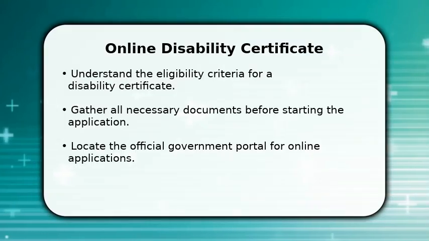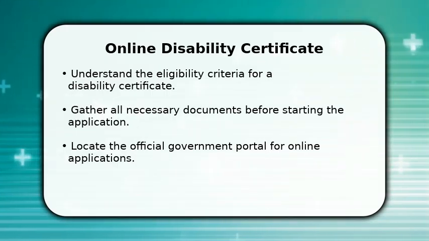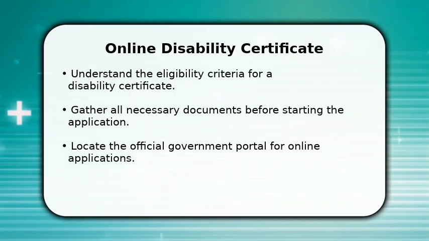In this video, I will explain how to apply for a disability certificate online. First, ensure you meet the eligibility requirements for the certificate. Next, collect all the necessary documents, such as medical reports and identification, before you begin. Finally, navigate to the official government website or designated portal where these applications are processed. This preparation will streamline your entire application experience.